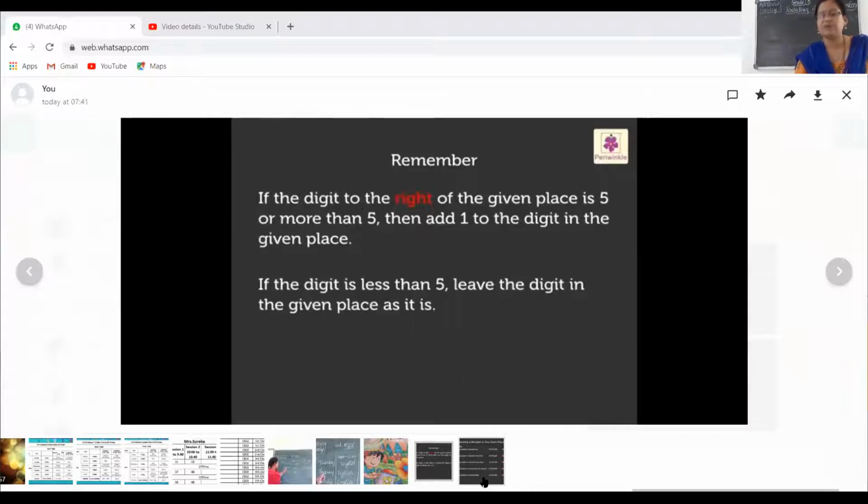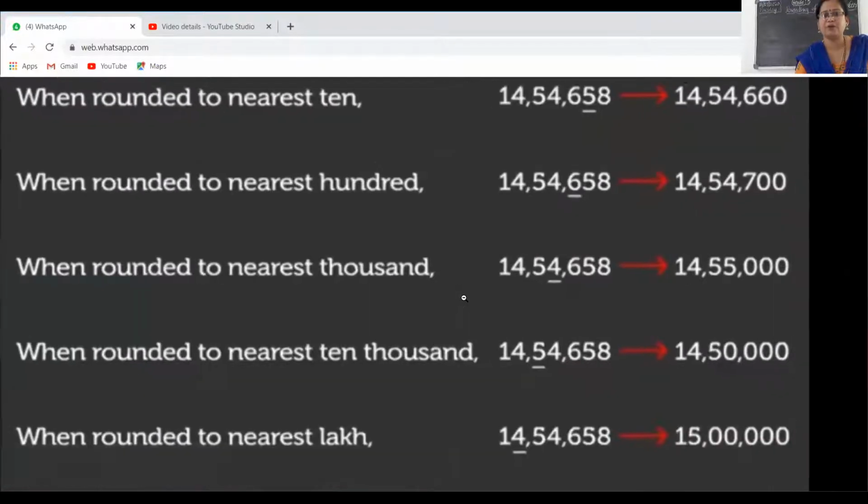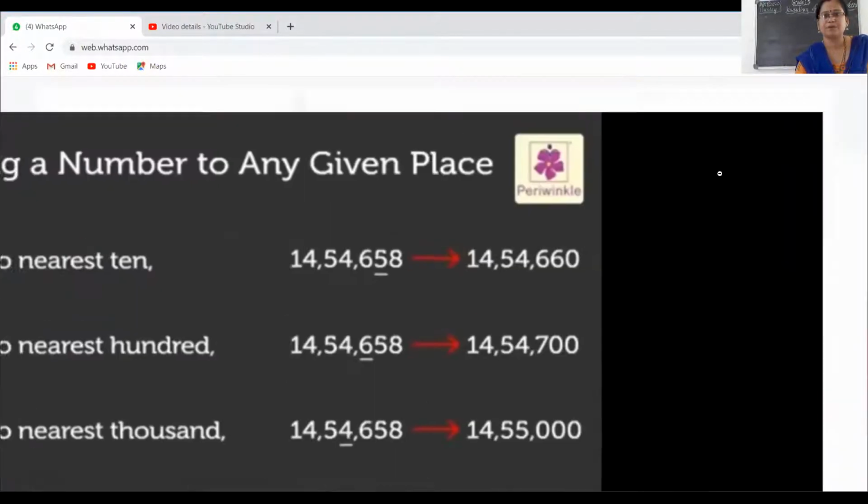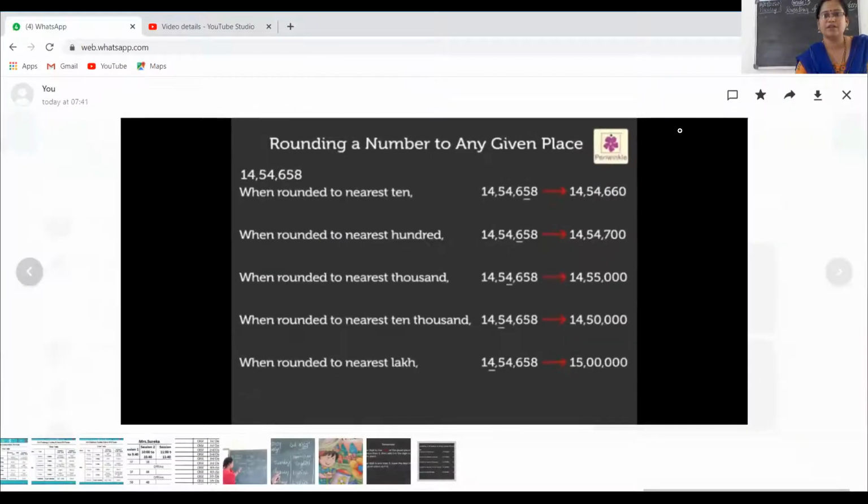Okay, same thing with a different example. It has been explained here. Please understand it. See, how do I do it? Rounding off to nearest 10. Okay, children? Rounding off to nearest 10. This is the number. It is 14 lakhs, written in the Indian system. So you have to read it like this: 14,54,658. When rounded off to nearest 10.